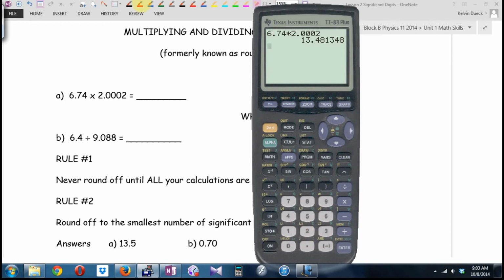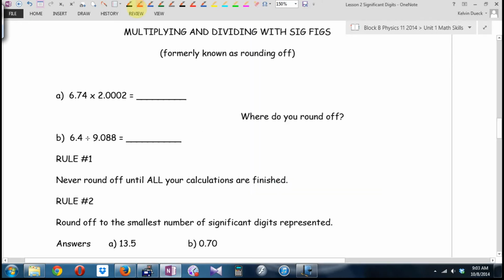As follows. Thomas, my friend, how many Sig Figs in the 6.74? How many Sig Figs is that? Yep, you're right. How many Sig Figs in the 2.0002? 4, 5. What's the fewest number of Sig Figs that I've just written down? What's the smallest number that I wrote? I'm going to go to 3 Sig Figs in my final answer.